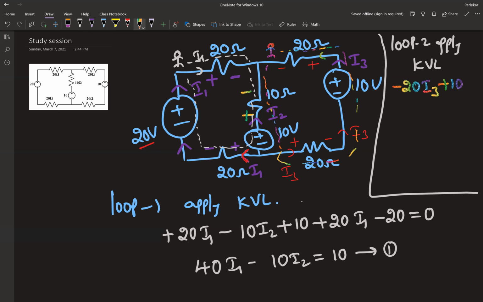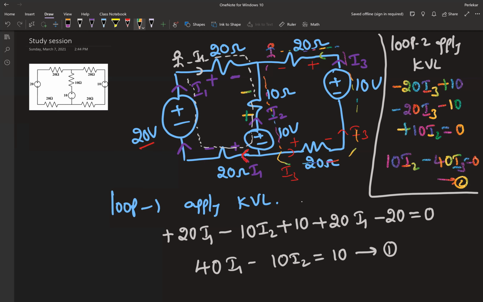Plus 10. Here I'm entering the negative terminal, so minus 20 times I3, minus 10, plus 10 I2. I came back to the same point, so it is equal to 0. So I have minus 20 I3 minus 20 I3, that is minus 40 I3, and minus 10 plus 10 cancel out. So we'll end up with 10 I2 minus 40 I3 equal to 0. This is my second equation.